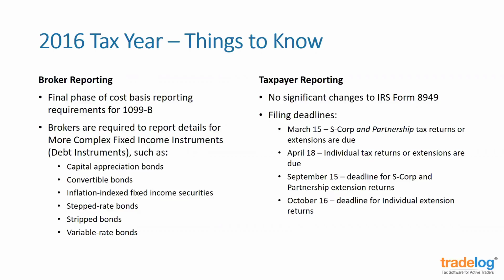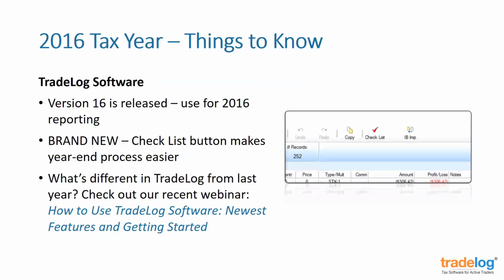extra days. So then, of course, if you do file for an extension and you're filing as an S Corp or a partnership, then your return will be due September 15th. And then October 16th is the final deadline for individual extension returns if you file. So those are some key dates to note if you haven't yet done so, and those days are getting closer and closer. Now, what's new with TradeLog Software when it comes to the 2016 tax year?